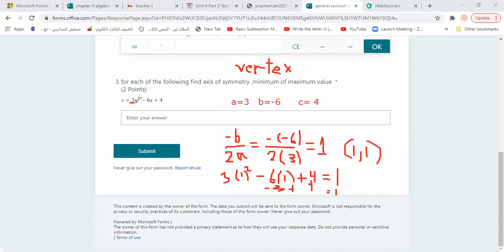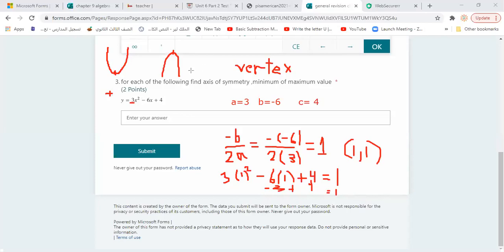So look at a. In front of a, we have 3. Is 3 more than 0 or less than 0? More than 0, which means 3 here is positive. So if the coefficient before x to the power of 2 is positive, this will guide us to know that the parabola will be upward, and in this case we have a minimum value. But if the coefficient before x to the power of 2 is less than 0, which means it's negative, the parabola will be downward, and in this case we have a maximum value.